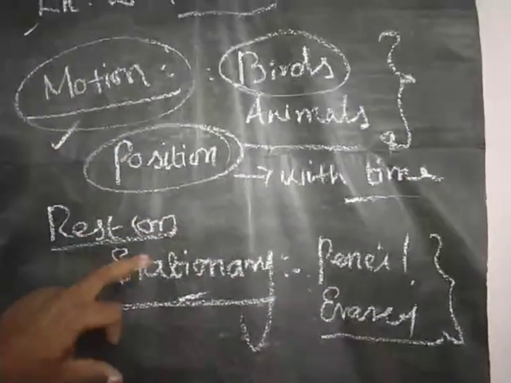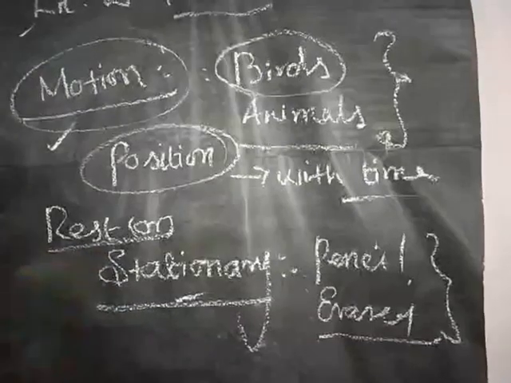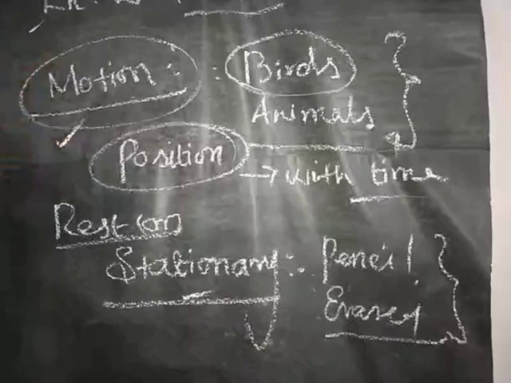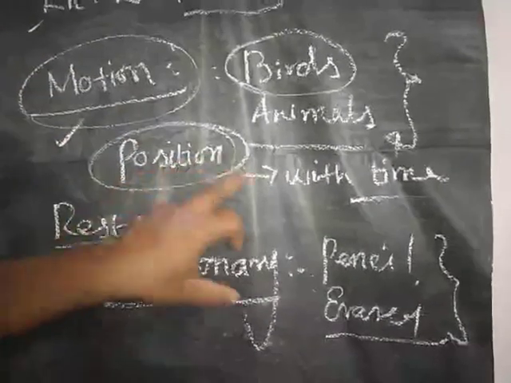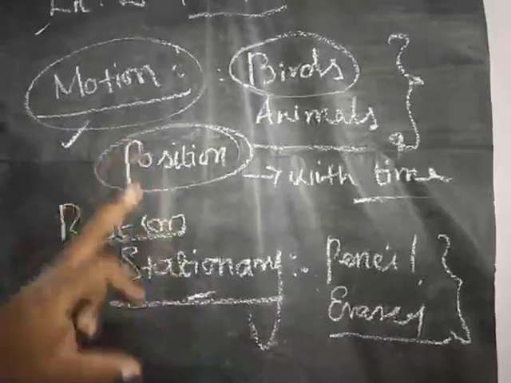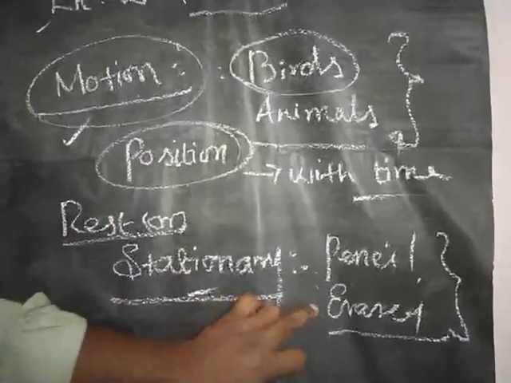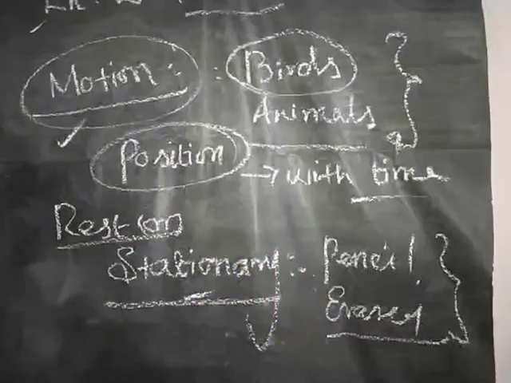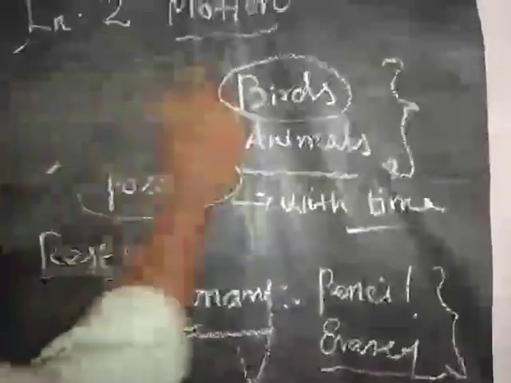So that is the definition for rest or stationary. Motion is nothing but if an object changes its position with respect to time. Rest or stationary is if an object does not change its position with respect to time. Next one, types of motion.